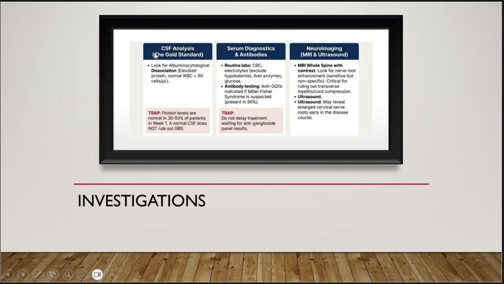In CSF, usually on examination, it will show elevated protein with a normal WBC count or less than 50 cells. Whereas in the routine investigations, rule out hypokalemic periodic paralysis, and antibody testing can be done, like anti-GQ1B antibodies, which are helpful in the diagnosis of Miller-Fisher, and neuroimaging to rule out any spinal causes like transverse myelitis or any cord compression can be done.